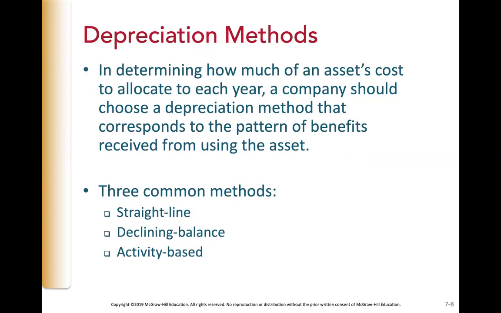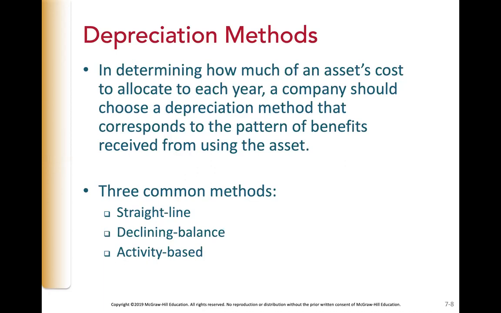So there are 3 different methods that you can use. We will only talk about straight line in this video. We'll pick up in the next video with the other 2, declining balance and activity based. But those are the 3 most common methods used. Straight line allocates an equal amount of depreciation to each year that the asset has a useful life. It's the easiest one to do and the most commonly used depreciation method for financial accounting.